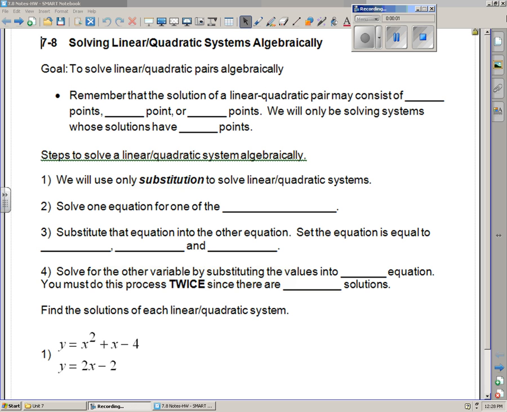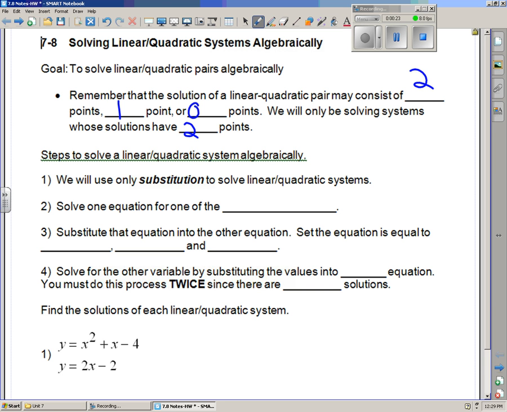Okay, so for today's lesson, we are going to do solving linear and quadratic systems, but this time algebraically as opposed to graphically, which we did yesterday. So remember that the solution of a linear quadratic pair may consist of either 2 points, 1 point, or no points, but we're only going to be worrying about systems that will have 2 points as their solution.